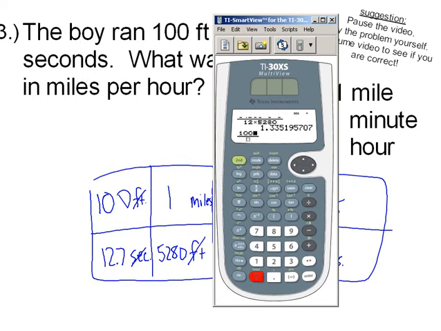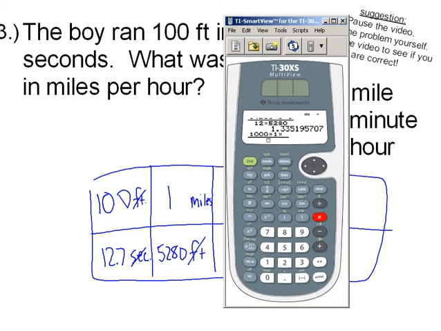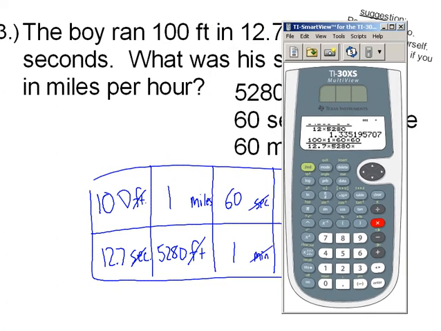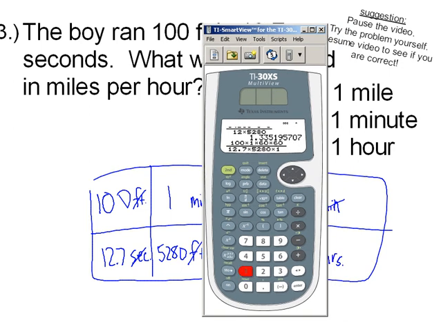So I've got 100 times 1 times 60 times 60 in the numerator. And I see that I made a little mistake there. Sorry, it's this board. Certainly it wasn't me. 100 feet. And then in the denominator, I've got 12.7 seconds times 5,280 feet times 1 times 1. So I really don't need that, but let me just put it on there.